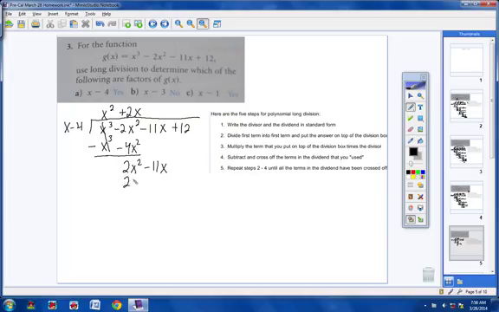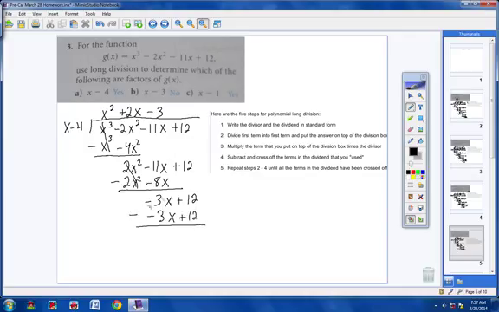2x times x is 2x squared. 2x times negative 4 is negative 8x. Now let's subtract. 2 minus 2 cancels. Negative 11 minus a negative 8 makes it a positive 8, so that's a negative 3x. And then bring down your positive 12. And let's see, x goes into negative 3x negative 3 times, and negative 3 times x is negative 3x. Negative 3 times negative 4 is a positive 12.